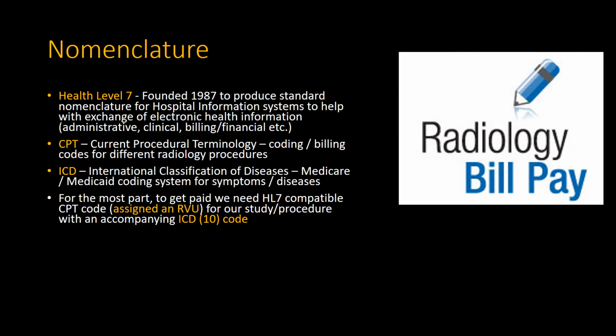ICD-9 codes, or International Classification of Diseases. These are Medicare and Medicaid coding systems for symptoms and diseases. A lot of the hospital information systems in place were designed for insurance and Medicare reimbursement services, because for every CPT code to get paid, it has to be linked to an appropriate ICD-9 code. And one of the things that insurance companies or Medicare can do is, if there are no appropriate codes linked up, they can just deny payment for a given service. Then it creates a lot of paperwork and headaches, where people have to go in and prove that in fact it was a warranted study. So for the most part, to get paid, we need an HL7-compatible CPT code, which is assigned a relative value unit, or RVU, for our study or procedure, accompanied by a given ICD-9 code. I can't remember if we're up to ICD-9 or 10 or 11 or what now, but it constantly changes.